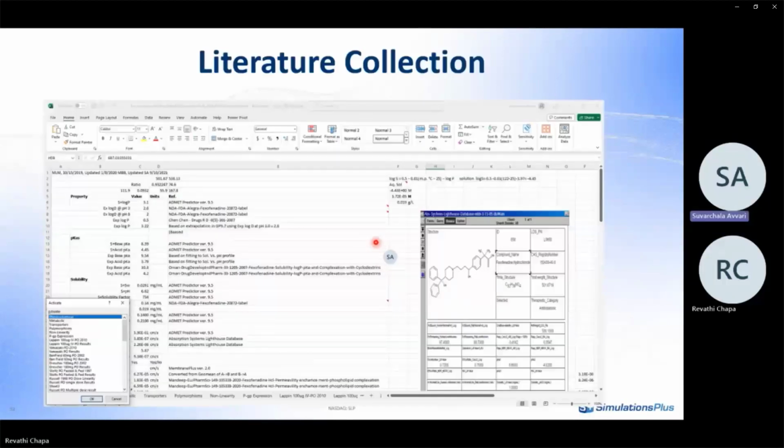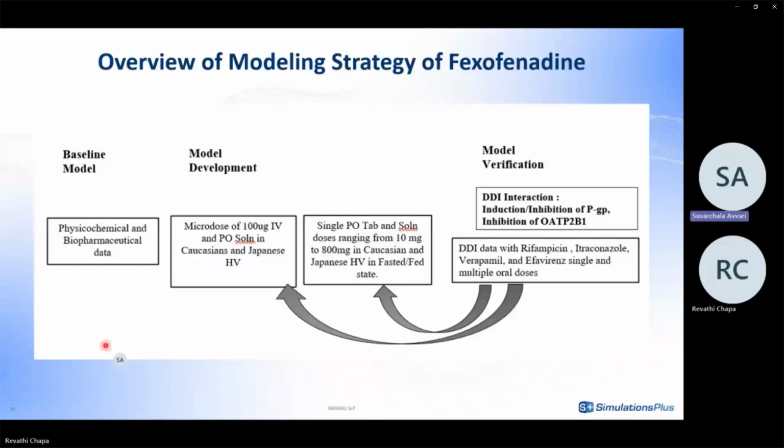So similar to what we have seen for digoxin, we started with literature collection, compiling all the in vitro data, the physicochemical properties, transporter-mediated processes, polymorphisms, and then the clinical PK studies after IV and oral administration, and then the clinical DDI studies with multiple PGP inducers and inhibitors. Once the data was collected and compiled, we started with developing a modeling strategy for this fexofenadine baseline model.